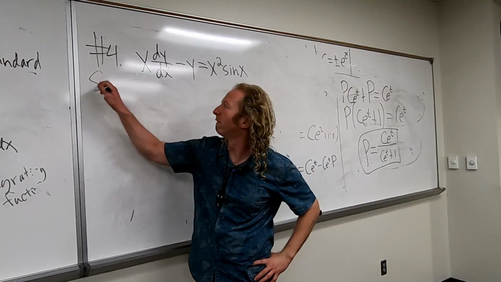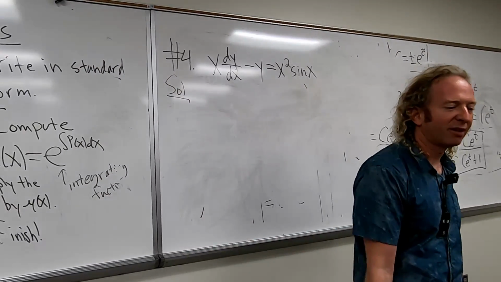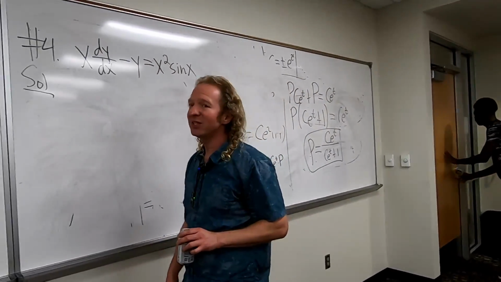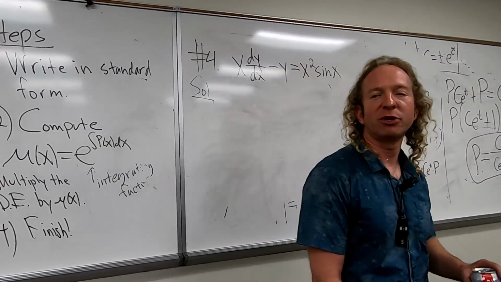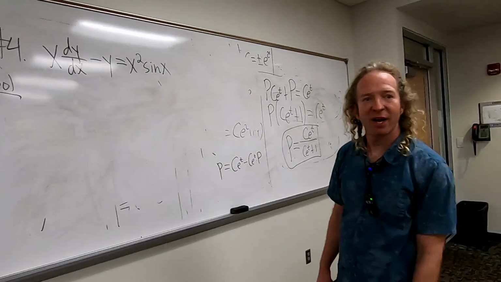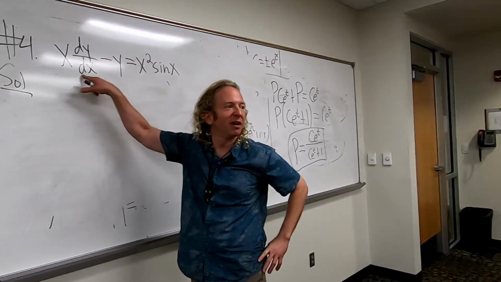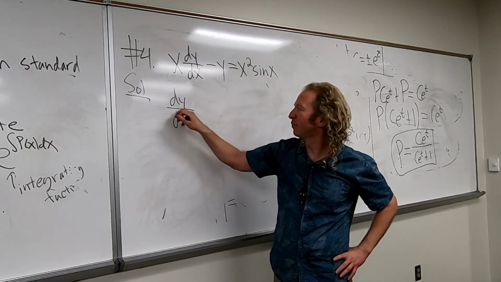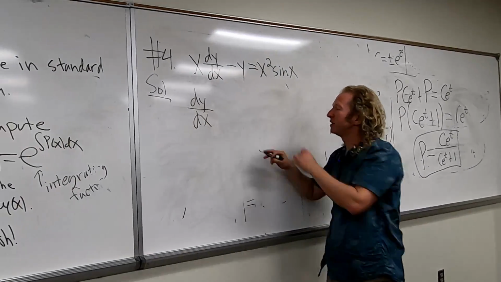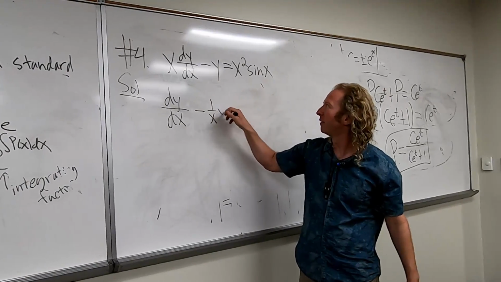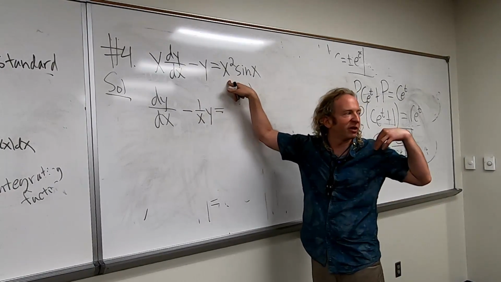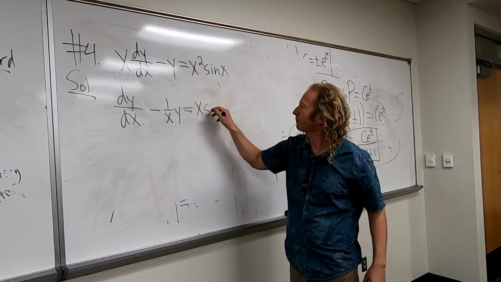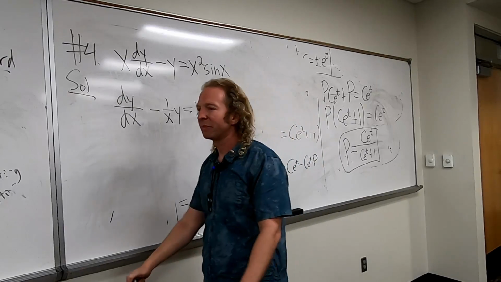All right, solution. So the first step is to write in standard form. How can we do that? What do we do? Divide by x. Yeah, divide by x. So we have dy/dx, dividing by x, minus 1 over x times y equals, dividing by x, x sine x. So we're there.